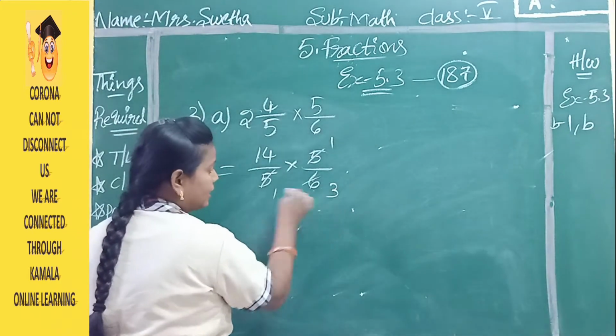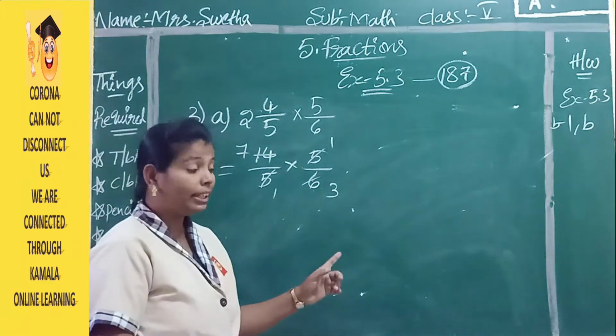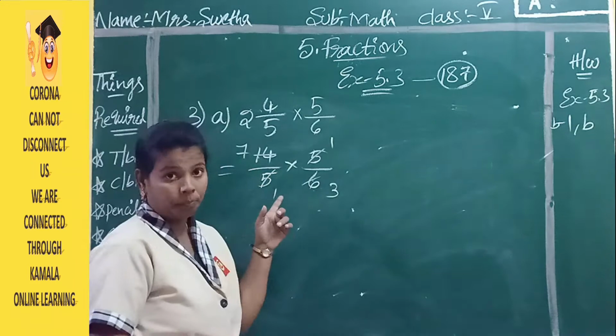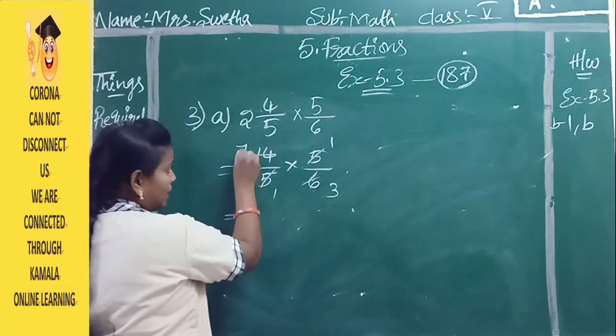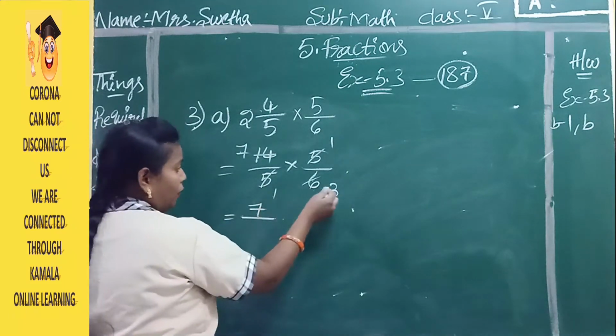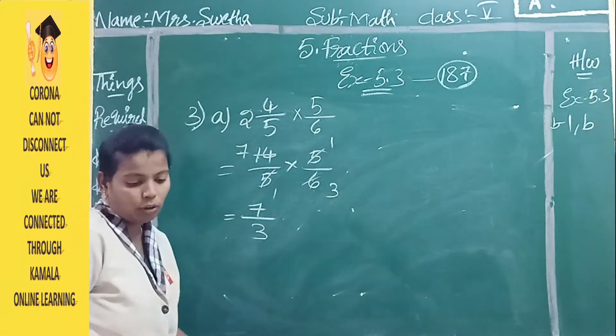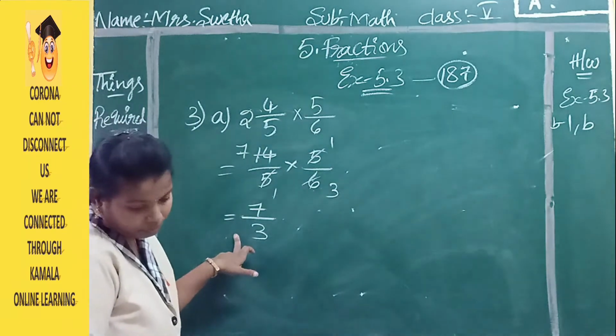Yes, see these both numbers will come into 2 tables. See 2 3s are 6, 2 7s are 14. In which place you are getting, that place you have to write here. See all are prime numbers, you cannot cancel more. So 7 ones are 7, numerator should come in numerator place only. 1 3s are 3, denominator in the denominator place only. Okay, so like this you have to do.